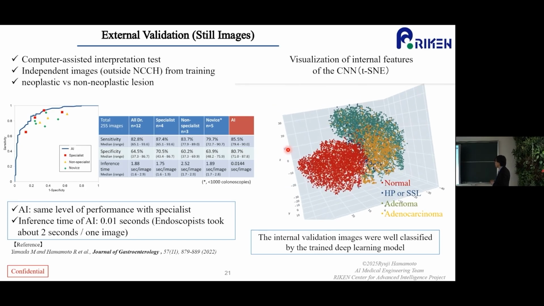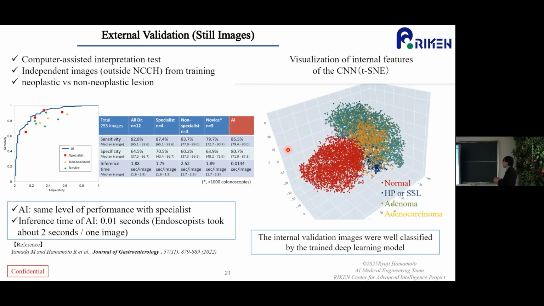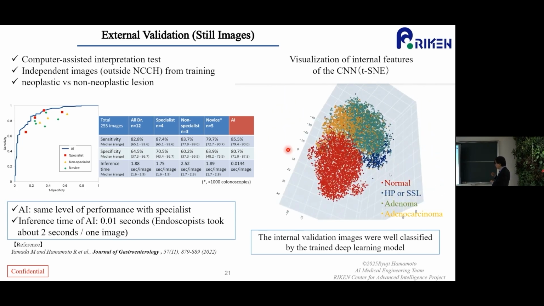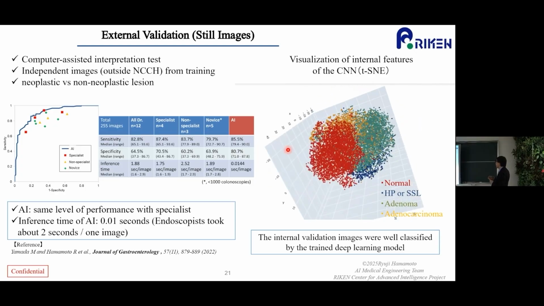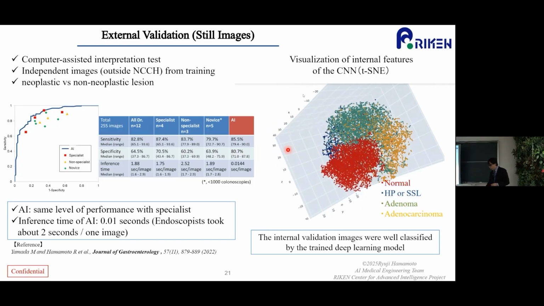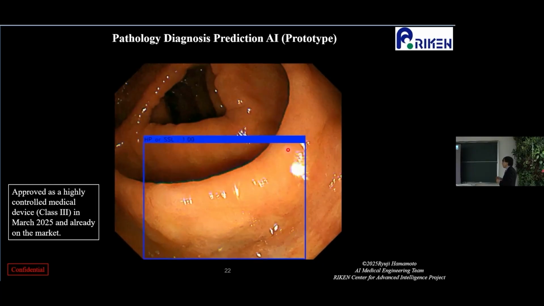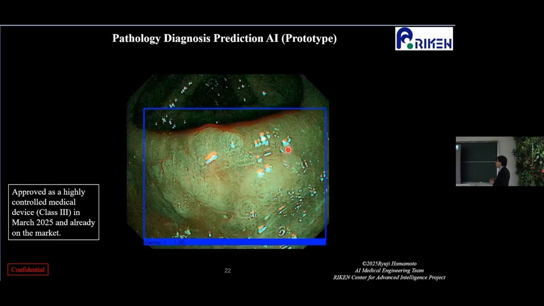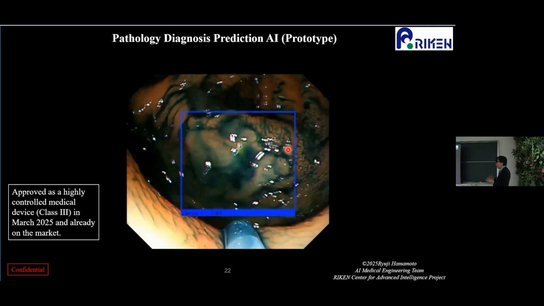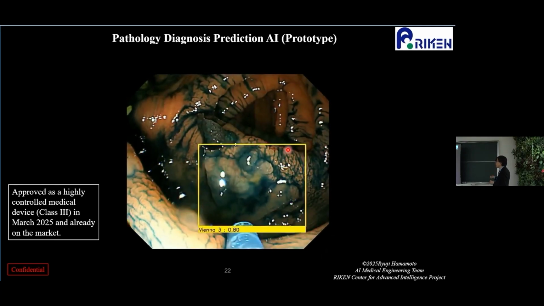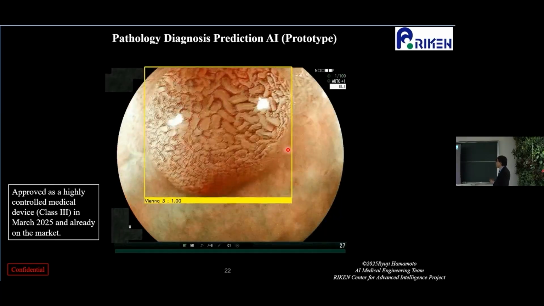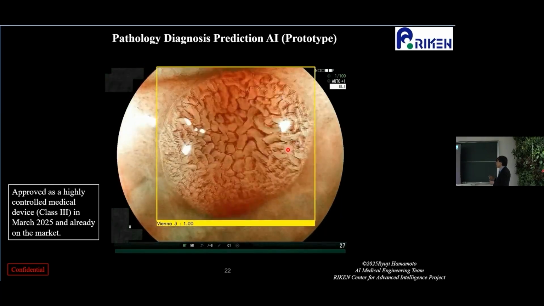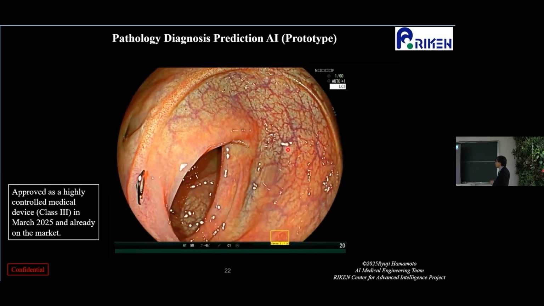This is a visualization of the internal features of our image results, which significantly identifies the pathological differences, like normal, hyperplasia, adenoma, or carcinoma, adenocarcinoma. Fortunately, we also got medical device approval from the Japanese FDA. In this case, it's a class 3, a highly controlled medical device, in March 2025, and it is already on the market.